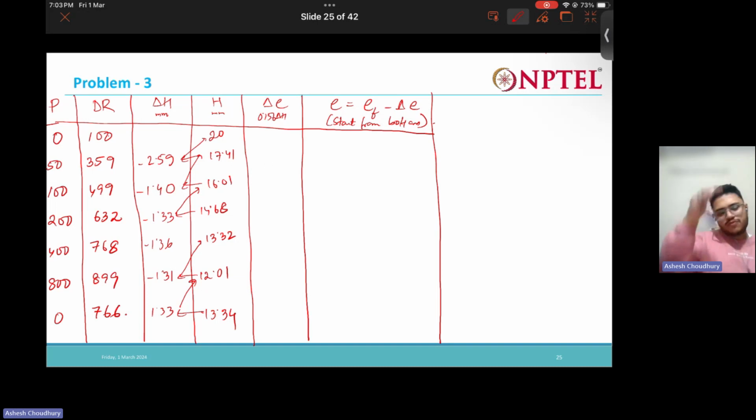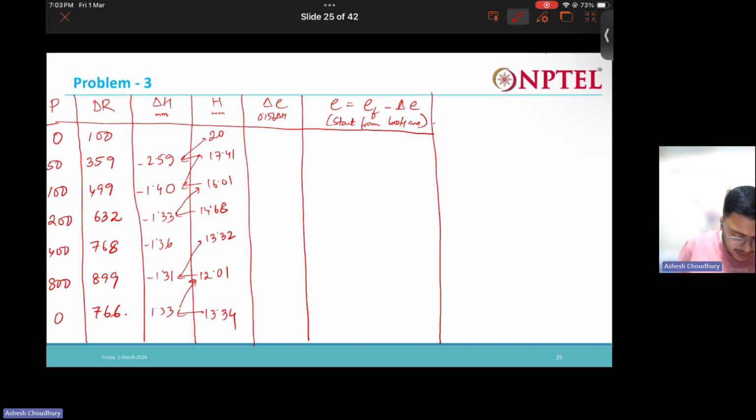Understood? So like this you can go from top to bottom also. Initial height you know is 20. So 20 minus 2.59 is 17.41, like this also you can write. It's your wish. I went from bottom to top because here we will be writing everything from bottom to top. That's why, we'll see that.